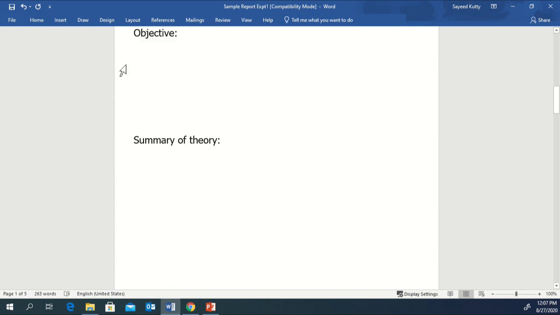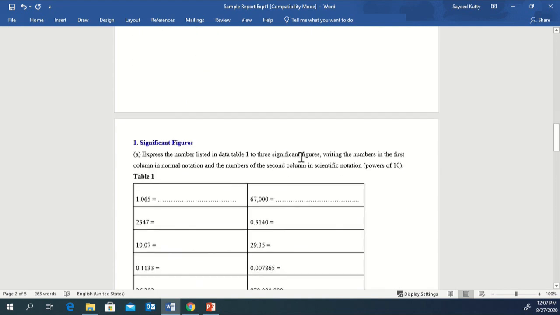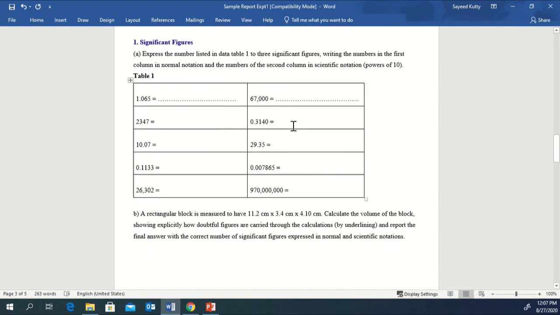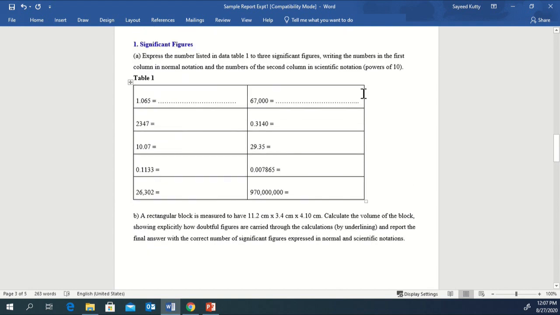Then this is the second page. Here is the objective. Here you can write the objective of that day's experiment. All the experiments will have an objective, and our experimental purpose is to reach our objective. And here is a space where you can write the theory that we use in the experiment in order to reach our objective. Here come some sample exercises.